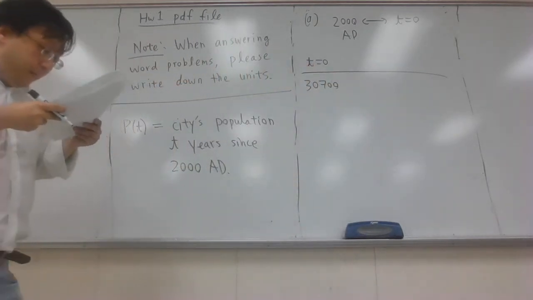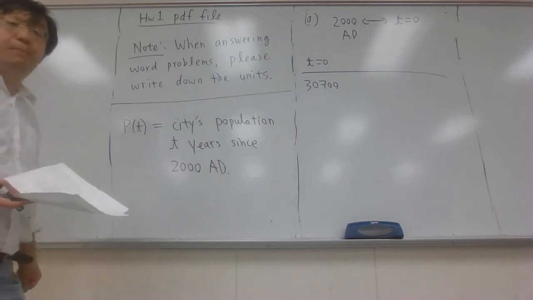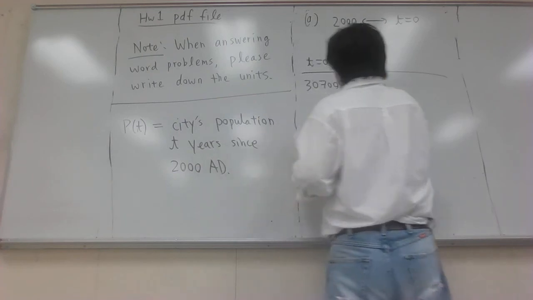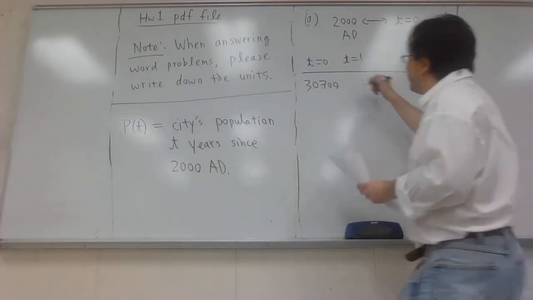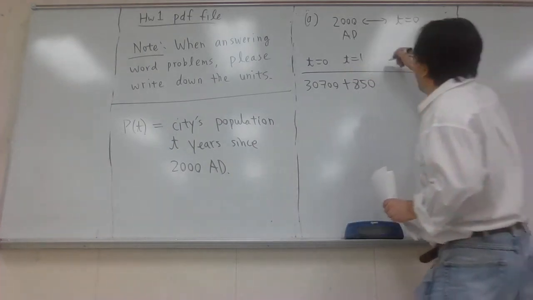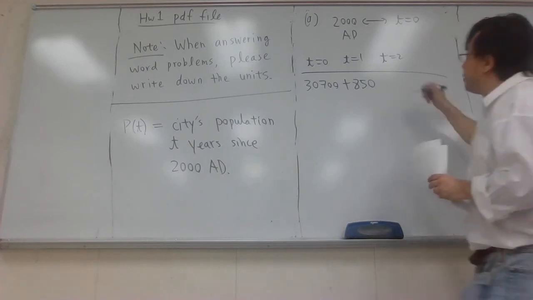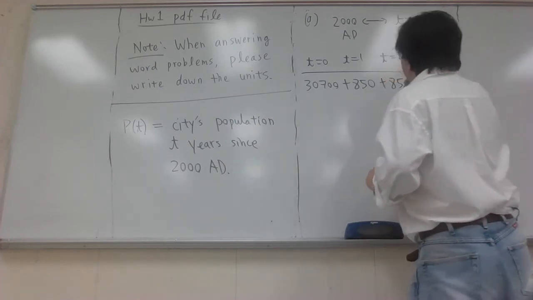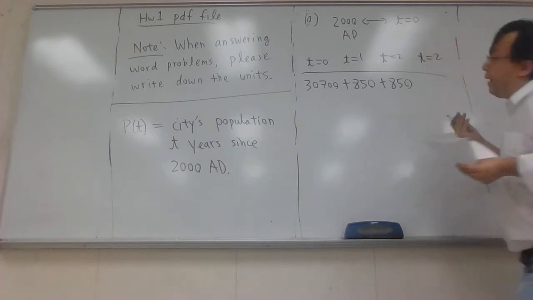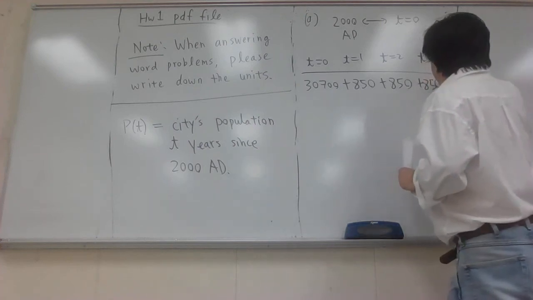And we know that the population is growing by 850 people per year. So if we move forward by 1 year, we add 850. If we move forward by another year, we add another 850. And another year, another 850, and so on and so forth.